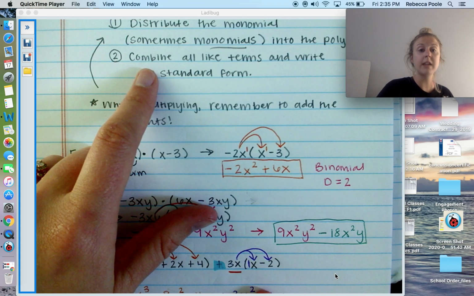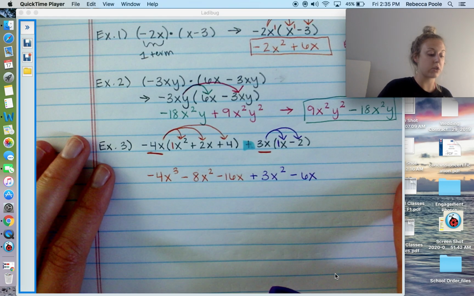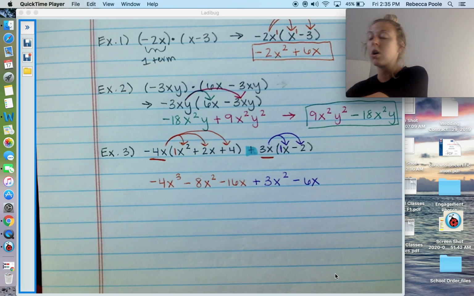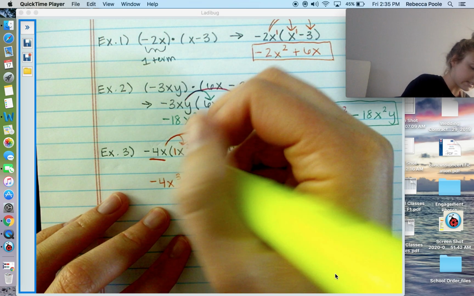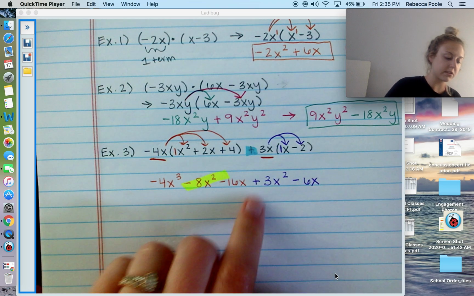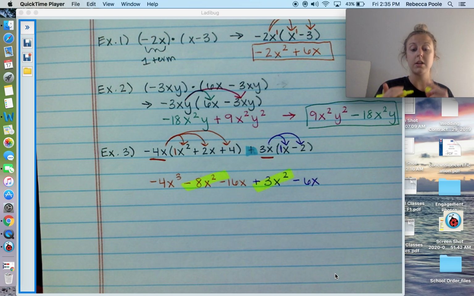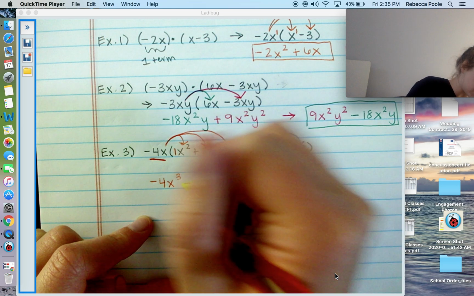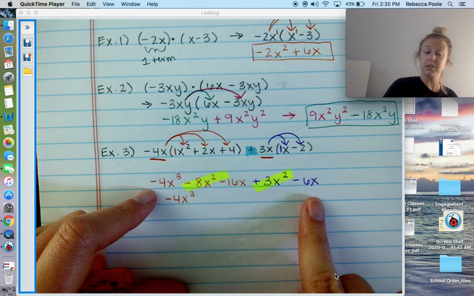So now we're on step 2. We need to combine all like terms and write it in standard form. And if you're working along with me, which that would be all of you, you would notice that we have negative 8x squared plus 3x squared. Those can go together because they're the exact same, right? So I'm going to bring the negative 4x cubed down because we don't have any other x cubes.